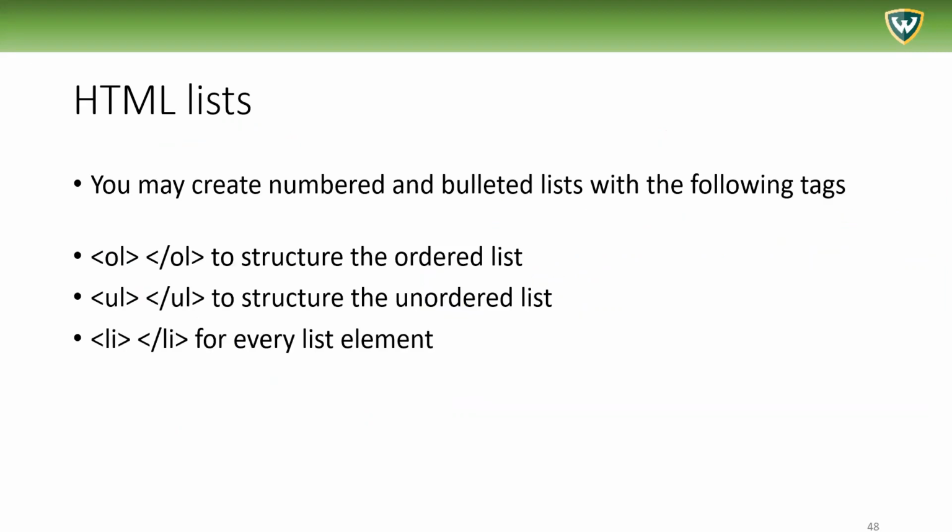HTML lists. There are a lot of HTML tags we need to use to structure all of the content on the web page. One of the big ones is the list. You may create numbered and bulleted lists with the following tags. OL to structure the ordered list, UL means unordered list, and LI is list element or list item.